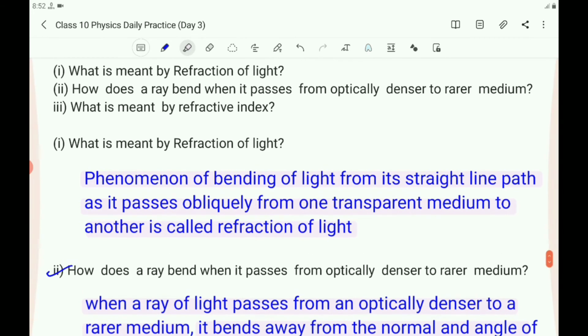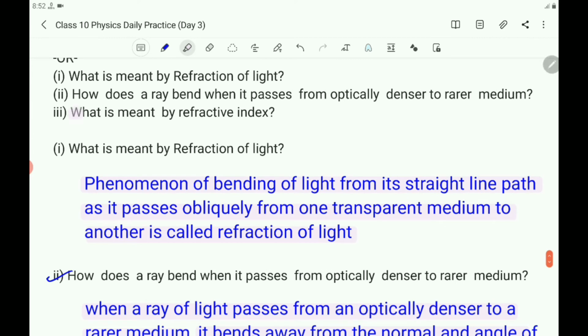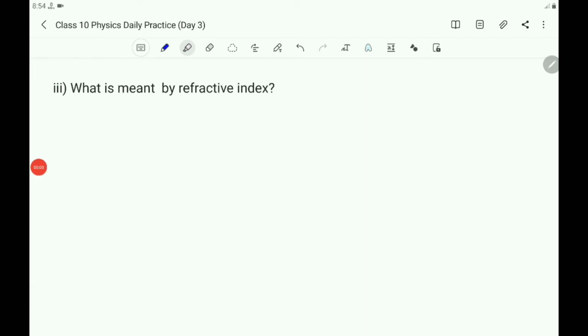Next question. What is meant by refractive index? So you write the answer that the refractive index of a transparent medium is the ratio of the speed of light in vacuum to the speed of light in that medium. So what is the refractive index? The refractive index of a transparent medium is the ratio of the speed of light in vacuum to the speed of light in that medium.